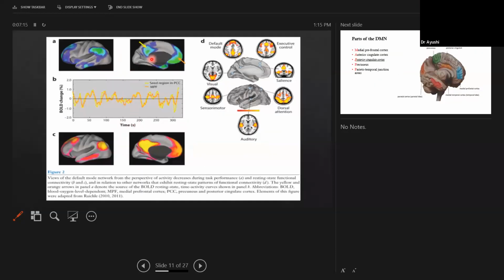So the activity of the default mode network decreases during task performance, and the activity increases when we are having self-referential thoughts. Blue color denotes less activity and red denotes increased activity.